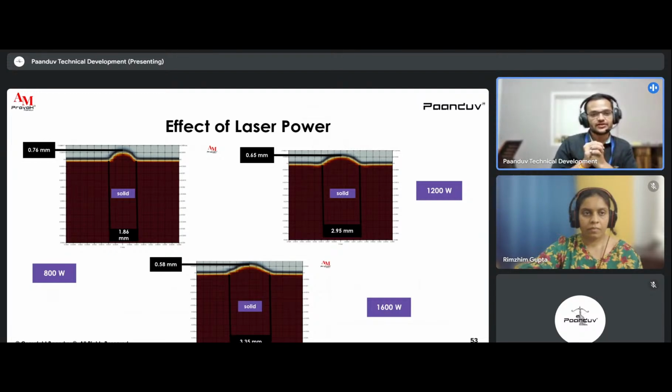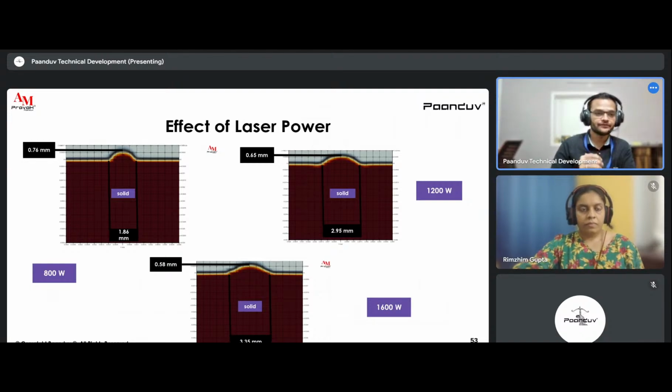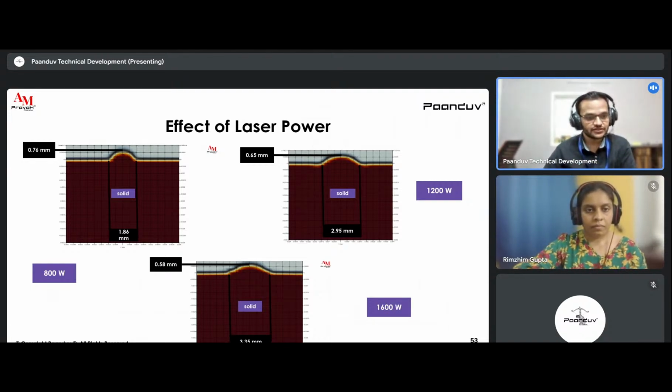So these are the results of the predicted width and height of the deposited bead from AM Pravah. For the case of 800 watts, the height is around 0.76 mm and the width is around 1.86 mm. For a laser power of 1200 watts, the bead height is around 0.65 mm and the bead width is around 2.95 mm. For 1600 watts of laser power, the predicted height is 0.58 mm and the width is around 3.35 mm.